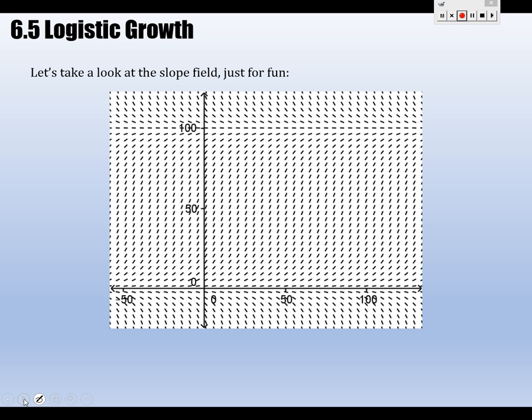And just for fun, let's close by looking at the slope field for this guy. There's the slope field for this differential equation. And notice the solution curve just beautifully goes in there.